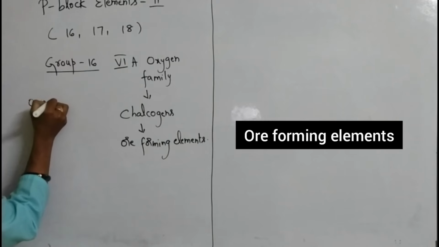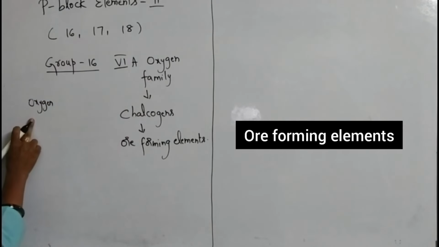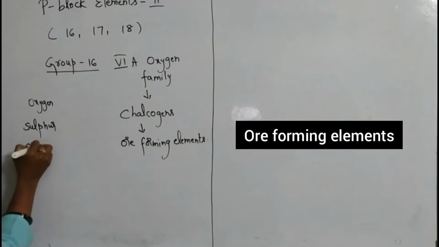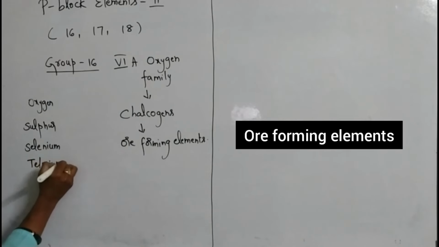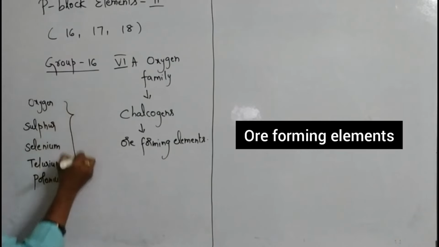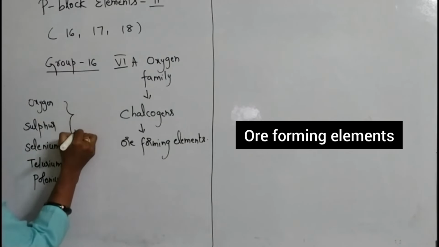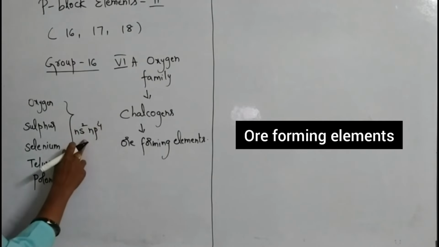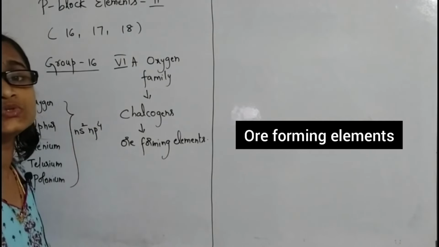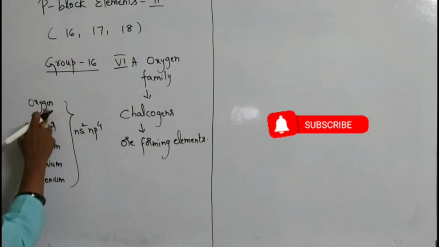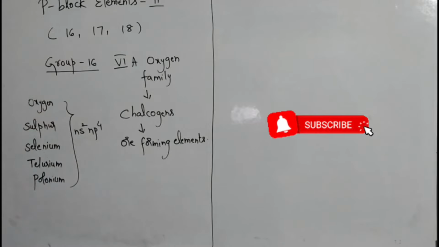The 6A group elements are oxygen, the first member of this family, then sulfur, selenium, tellurium and polonium. Why are they called 6A group elements? They have the general outermost configuration ns2 np4. That's why you call them 6A group elements. Oxygen and sulfur are ore forming elements.